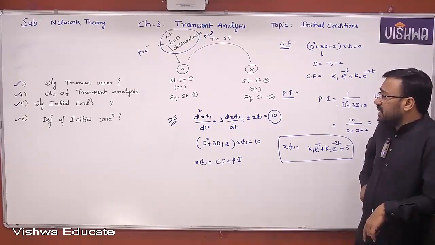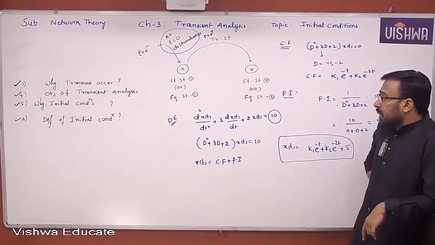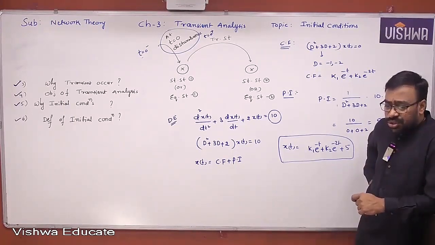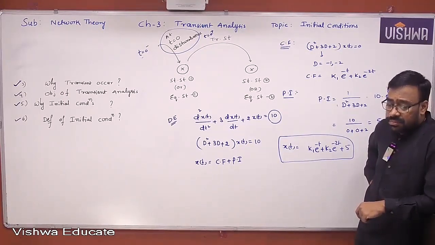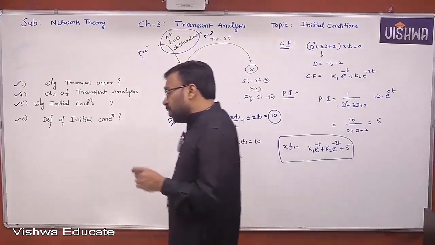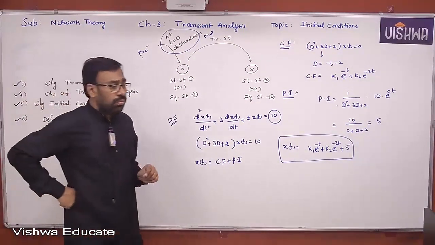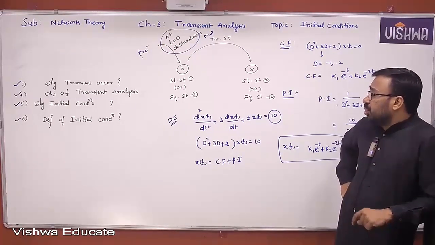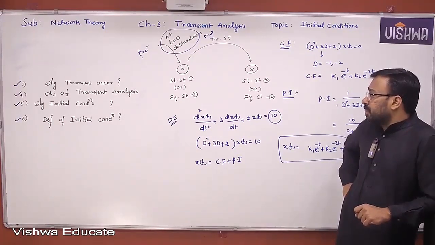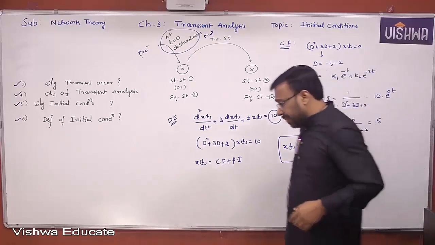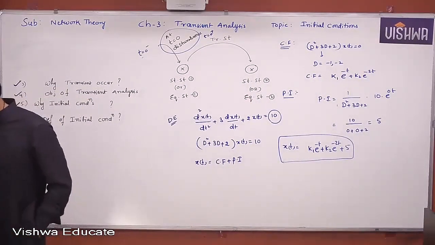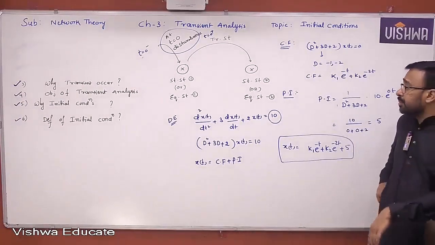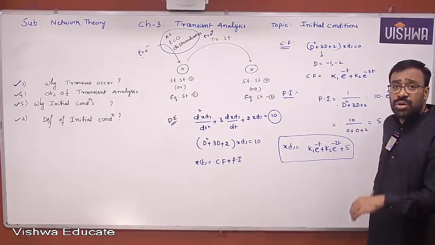Inductor and capacitor in electrical system. The transients are observed in the system due to the initial amount of energy stored in storage elements like inductor, capacitor, mass, and spring elements. Okay, I hope you understand why transients are observed or occur. Yes or no, all of you?